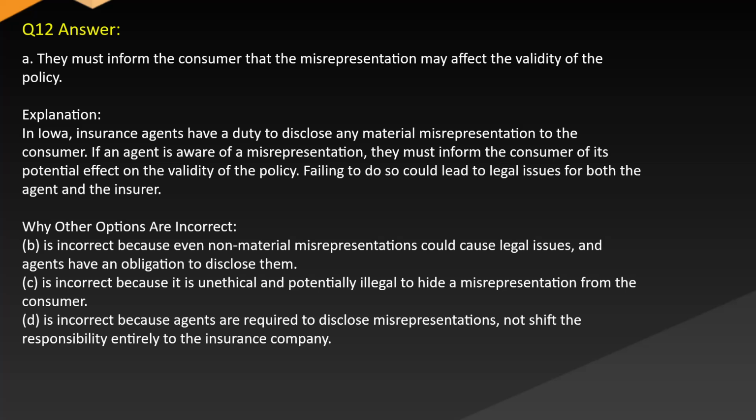Why other options are incorrect? B is incorrect because even non-material misrepresentations could cause legal issues and agents have an obligation to disclose them. C is incorrect because it is unethical and potentially illegal to hide a misrepresentation from the consumer. D is incorrect because agents are required to disclose misrepresentations, not shift the responsibility entirely to the insurance company.